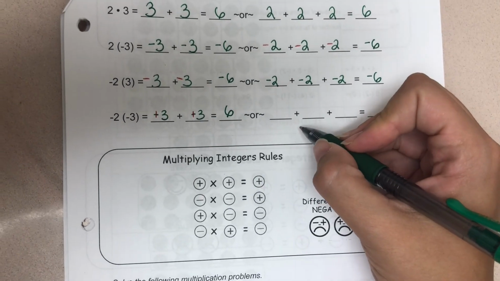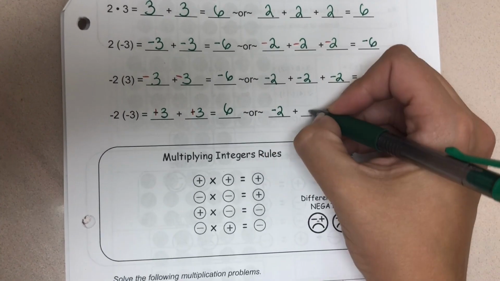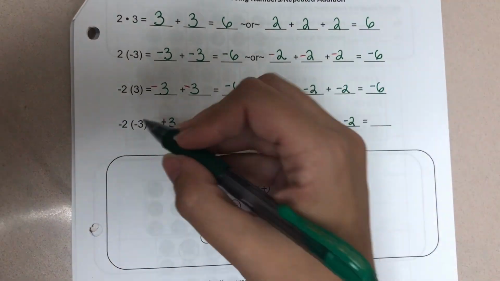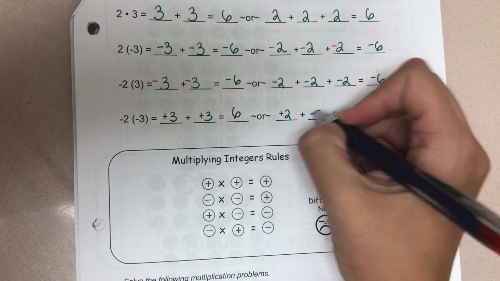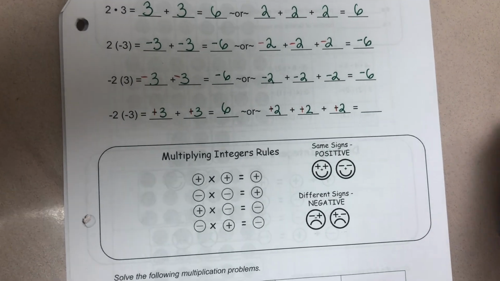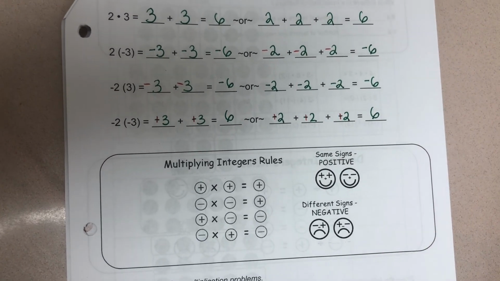Or I could say it's like negative 3 groups of negative 2. So negative 2 plus negative 2 plus negative 2. Now this would be 3 groups, but I need negative 3 groups. So to make these groups negative, I invert the sign. I change it. It was negative, now it's positive. 2 plus 2 plus 2 is positive 6.